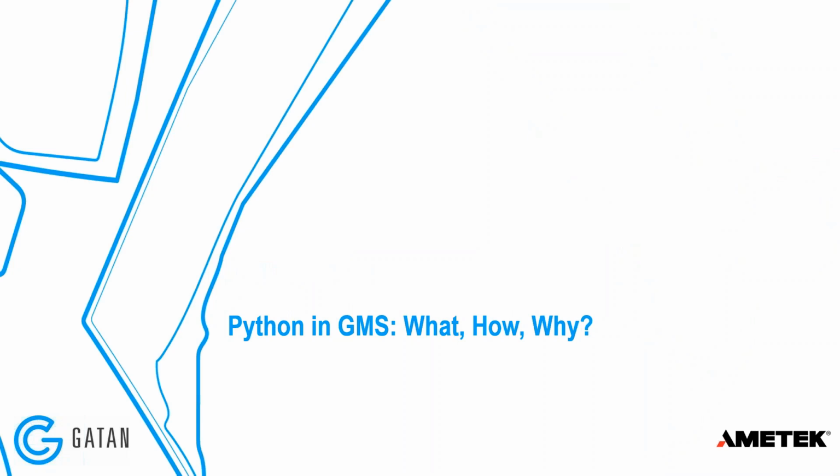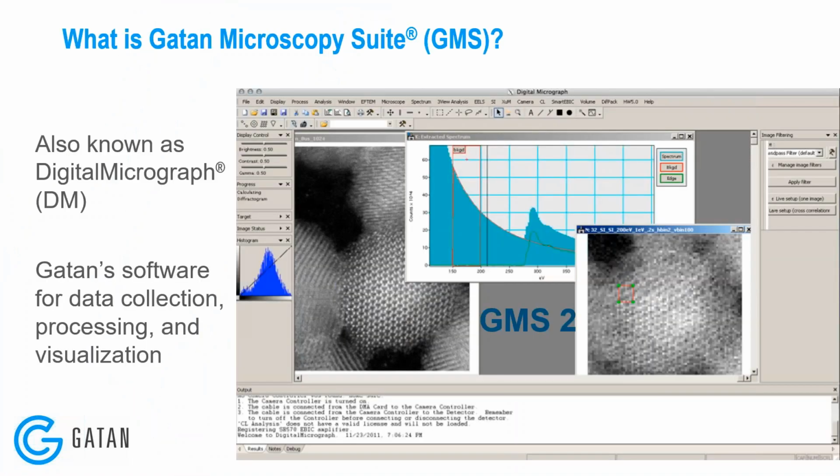So the first bit of my talk is going to be an introduction, and I'm going to talk a bit about what we're doing, how you can use Python in GMS, and why would you want to script within our software. So first of all, what is GMS? This is also known as DigitalMicrograph. Some of you may be more familiar with that term. If you have older cameras or older spectrometers, you might be familiar with something that looks a bit like this.